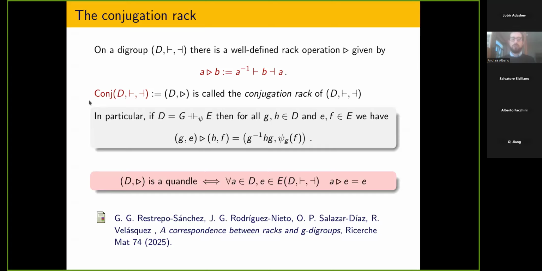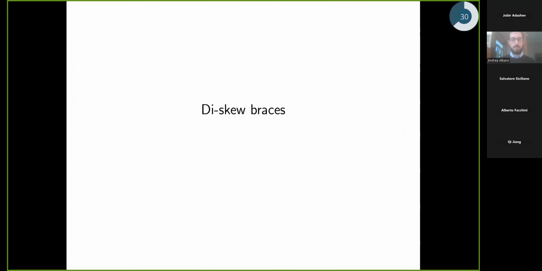Okay, so what we are doing now is using this rack structure, and from this, determining twists of this structure to come up with interesting solutions. We do this by splitting the notion of skew braces. We have already encountered skew braces in this seminar, so I will just give some details about them.